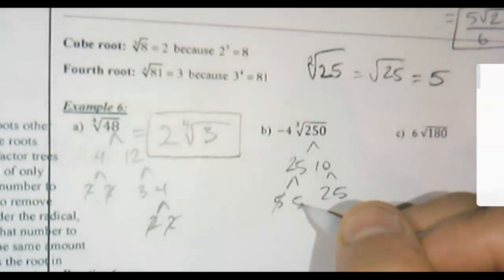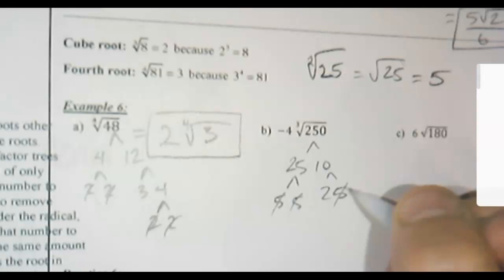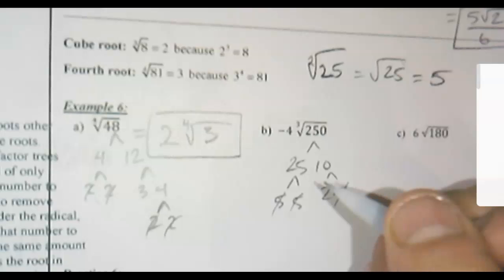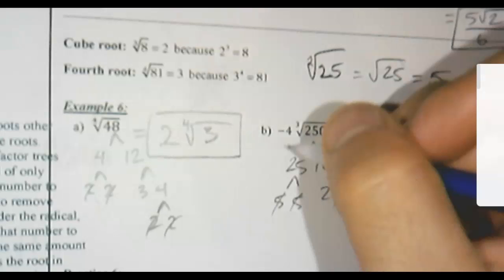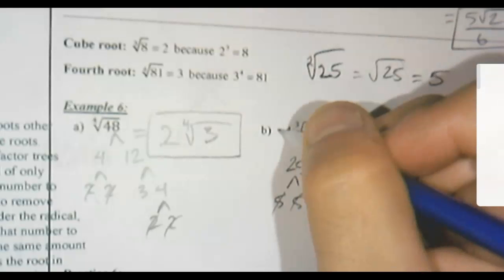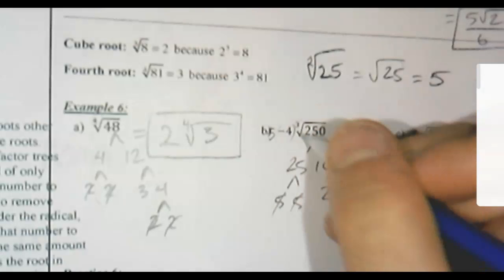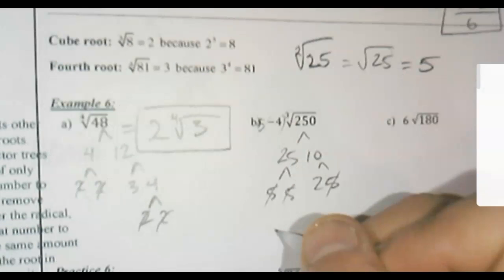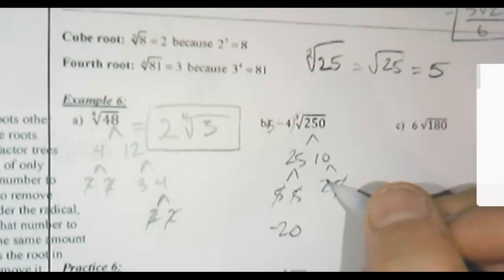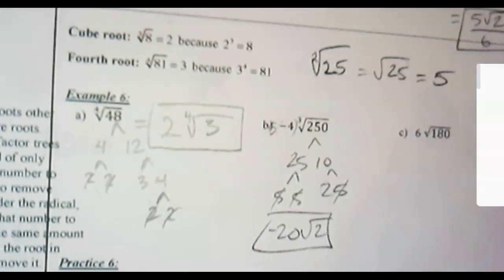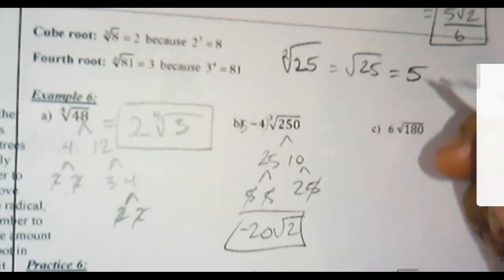Notice how I'm crossing them out, by the way. It's just to remind me what I've already used up. So if I have 3 5s, since I need a third root, I can take a 5 out. Remember, whatever comes out will get multiplied by whatever's out there. So this 5 will get multiplied by -4 to get -20, and all I have left in there is a 2. So -20 square roots of 2 for that one, and 6 square roots of 180.